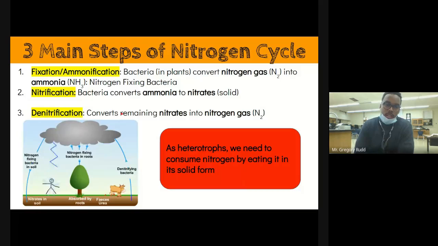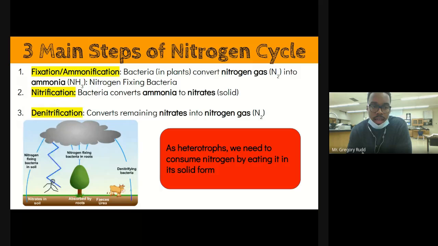All right, so here are the 3 steps of the nitrogen cycle, and I did touch on this a little bit, but we've got fixation, ammonification, which is the first step. Then we've got nitrification, and then we've got denitrification, which kind of restarts the process. So again, we've got to see this as a cycle. The third step just loops back into the first step.